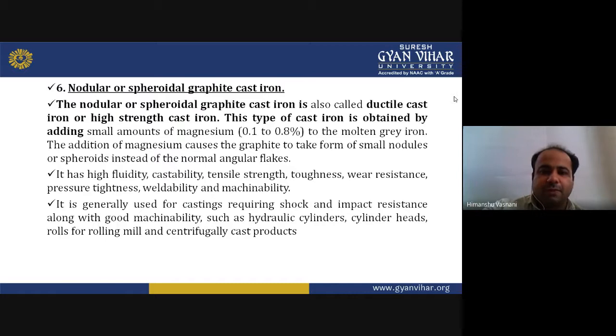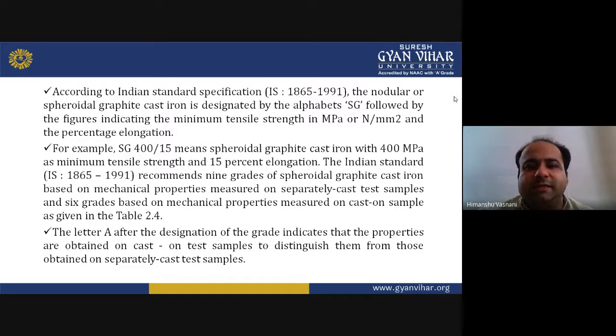Then, according to the Indian standard specification, that is IS 1865, the nodular or spheroidal graphite cast iron is designated by the alphabets SG, followed by figures indicating the minimum tensile strength and the percentage elongation. For example, SG 400/15 means spheroidal graphite cast iron with 400 MPa minimum tensile strength and 15% elongation. This is the way they are designated.